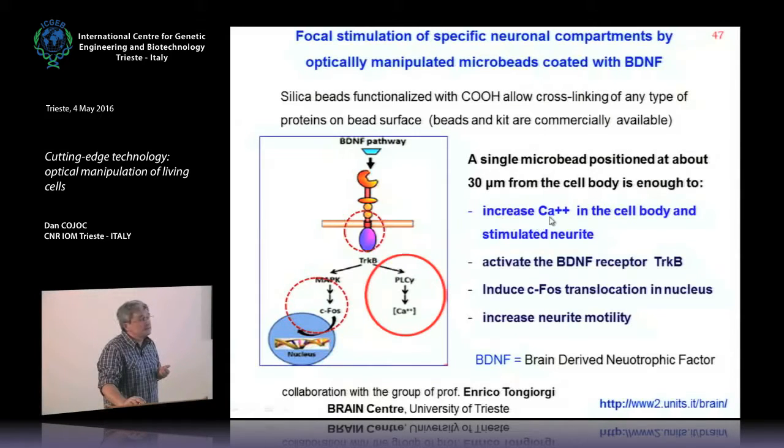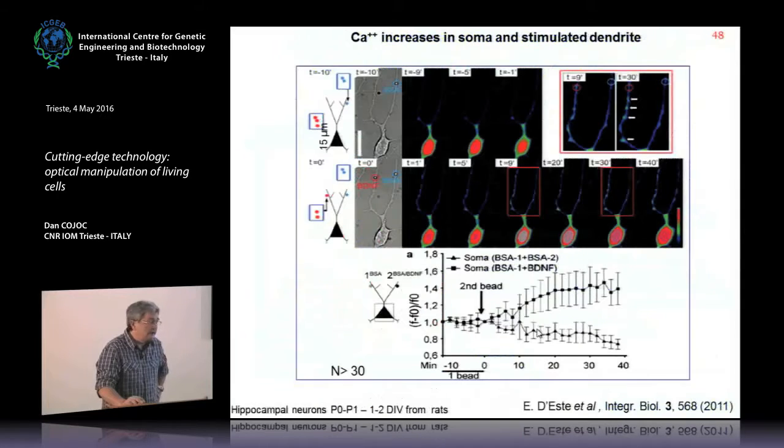This one shows an increase of calcium in the cell body and the stimulated neurite. But we also demonstrated that the receptor TrkB was activated, that c-Fos translocation in the nucleus was induced, and additionally that we have an increased motility of the neuron due to this stimulation.